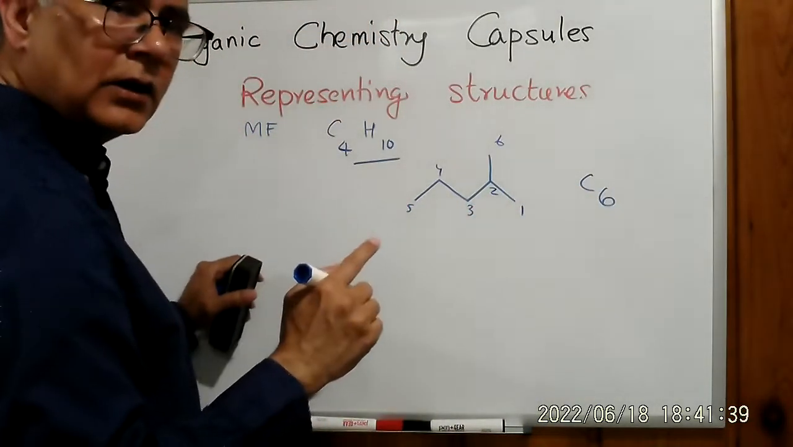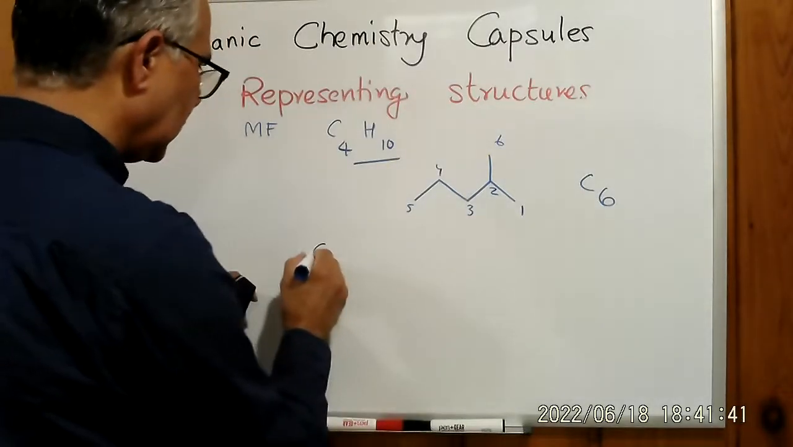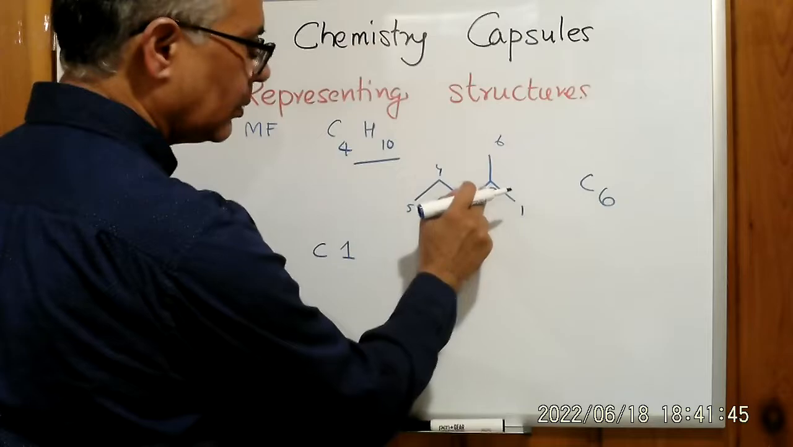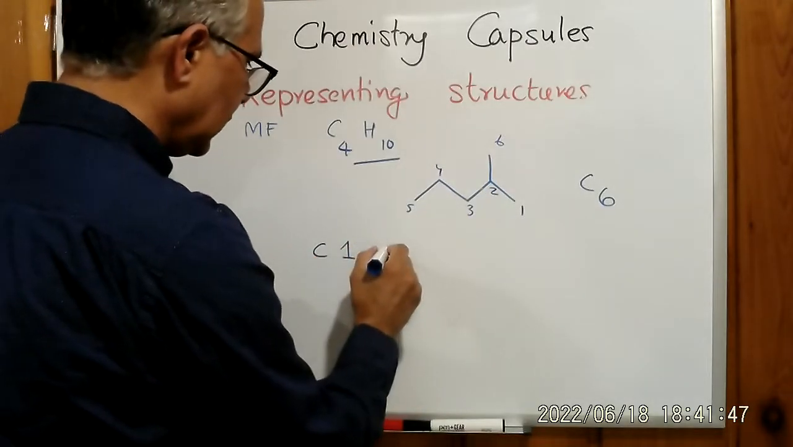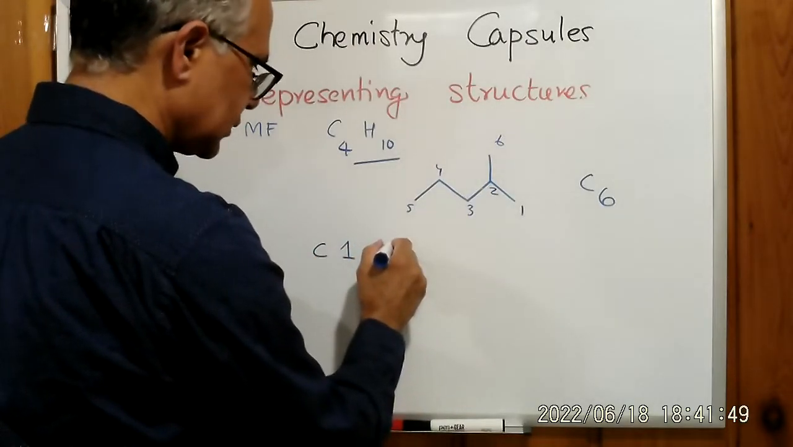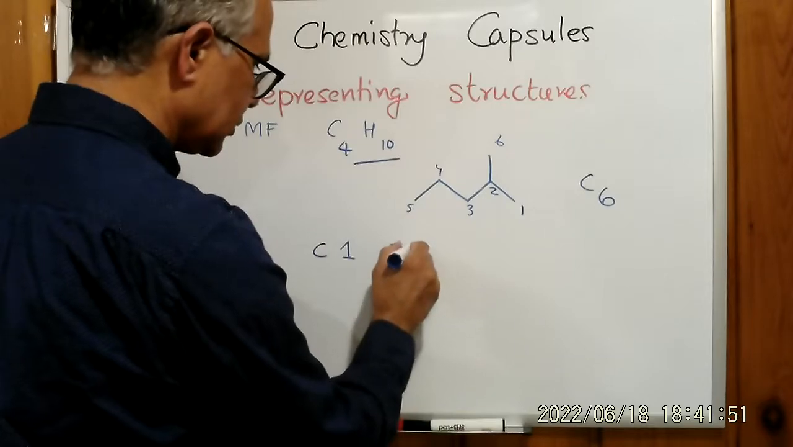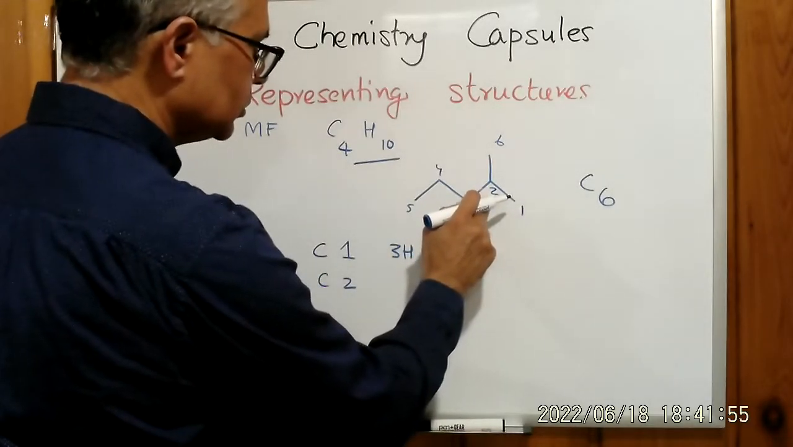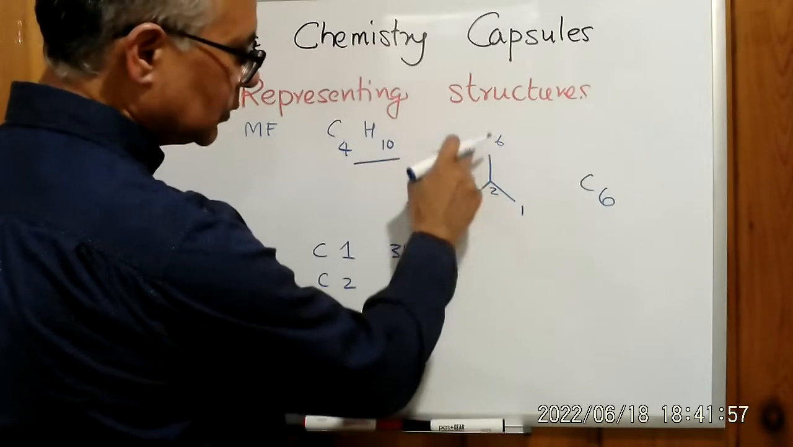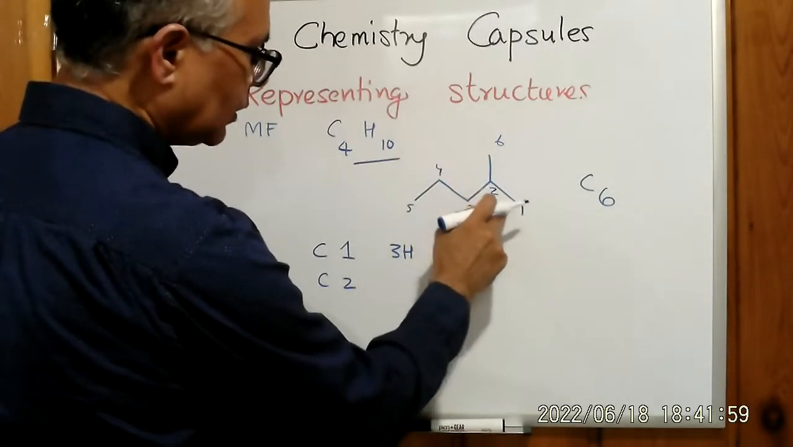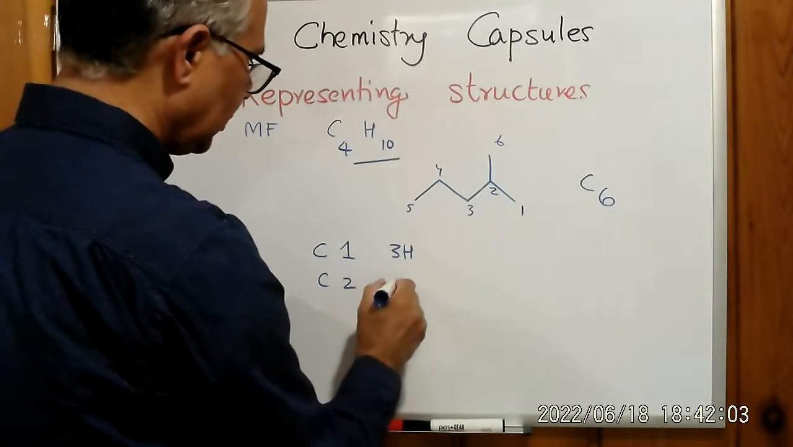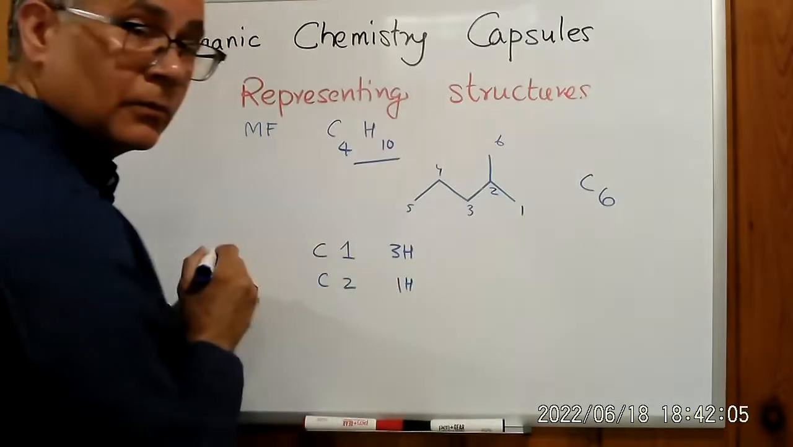Now let's take a look at each carbon. Carbon 1 has only one bond with carbon 2. So carbon 1 will have 3 hydrogens. Carbon 2 has 3 bonds. One with carbon 1, one with carbon 3, and one with carbon 6. So carbon 2 has only 1 hydrogen.